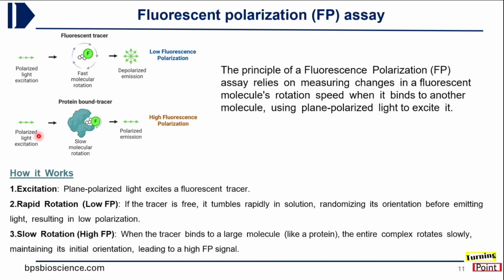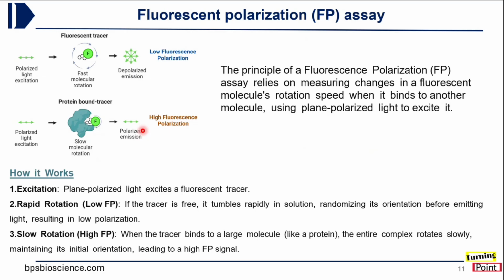But when we give the polarized light excitation to a protein-bound tracer, there will be slow molecular rotation, because now protein is available and there is some binding between the tracer and the protein. So there will be slow molecular rotation, and not much change in the polarized emission. So that will give high fluorescence polarization.